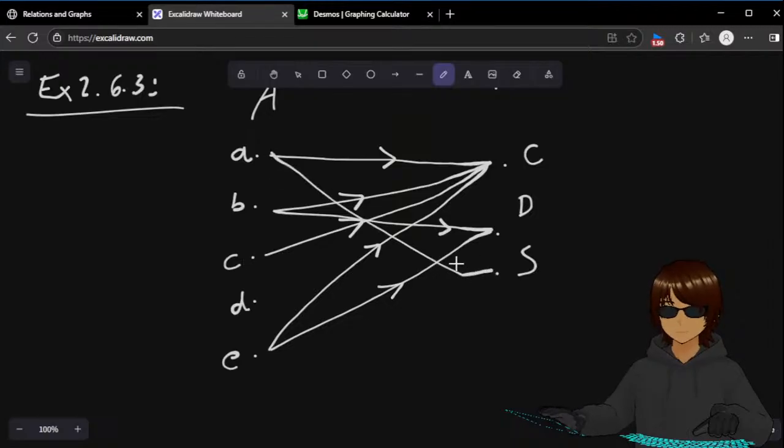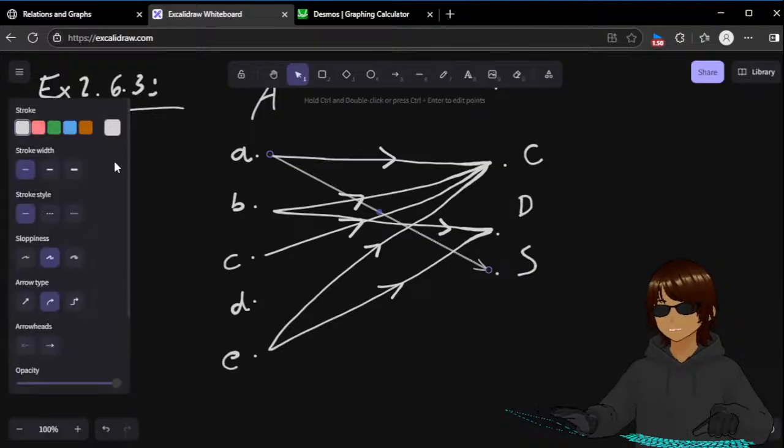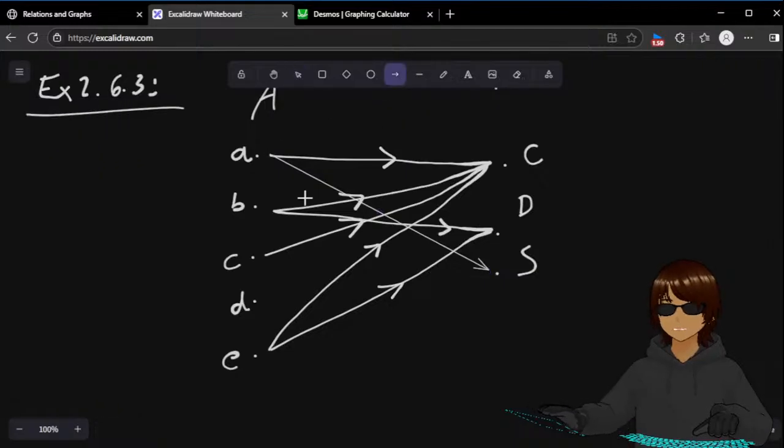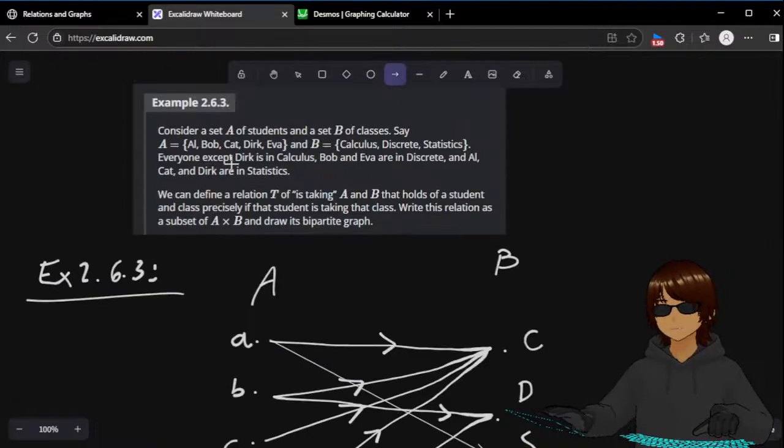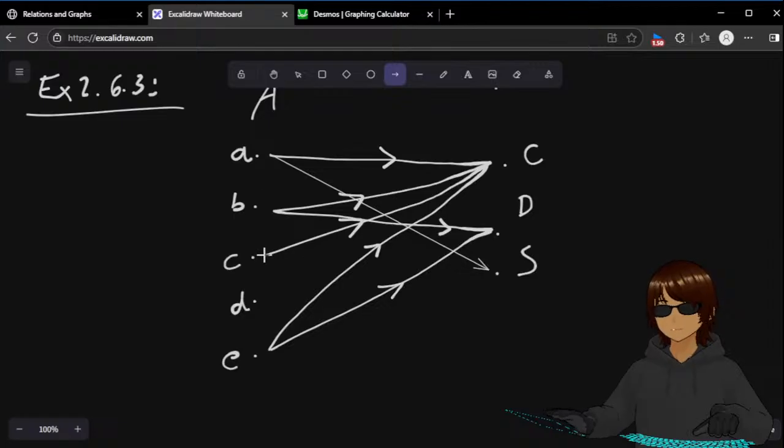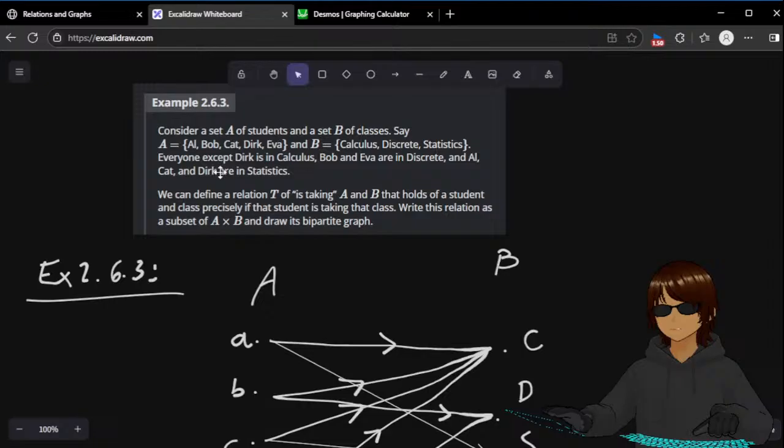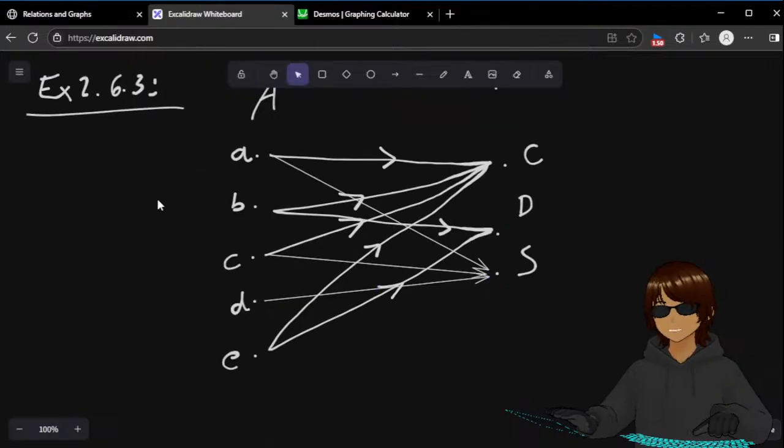Al, Kat, and Dirk. Is Dirk only in statistics? Seems like it.